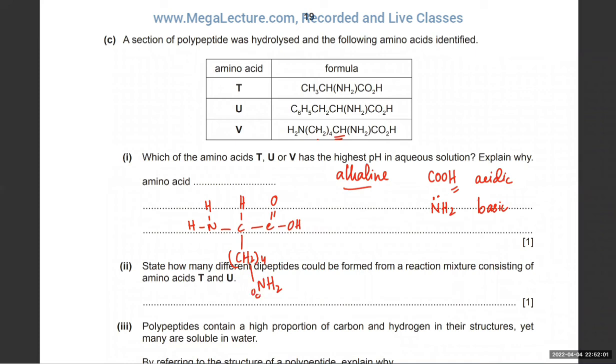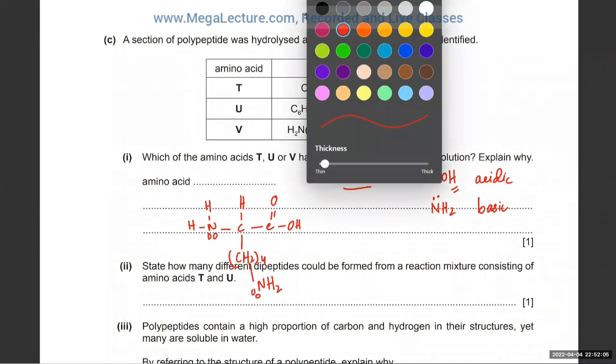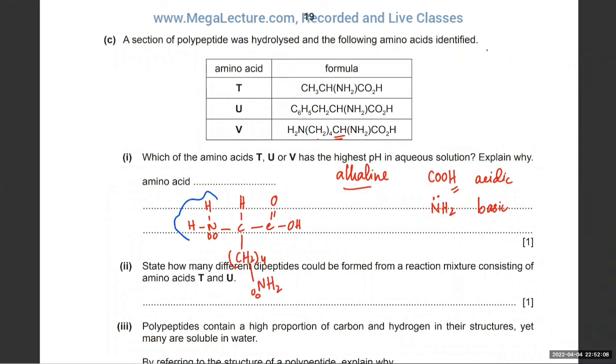Now, this one has 2 basic groups. It's got 2 amines: one basic group, and the R group also has a basic group. So it's got 2 basic groups, and they're capable of accepting H+. So amino acid V is the one that's going to be more basic because it's got 2 basic groups. Is that clear? You clear? Yes, sir.